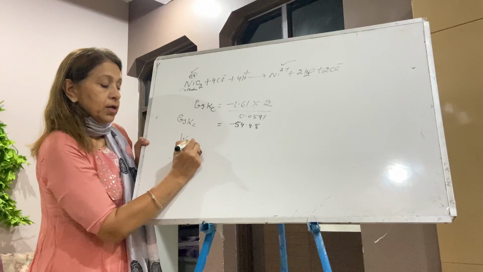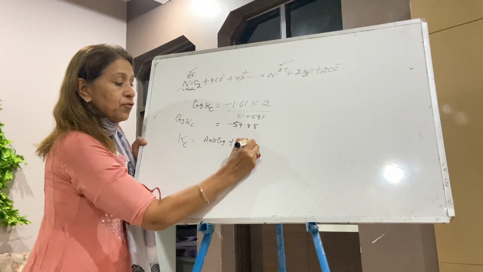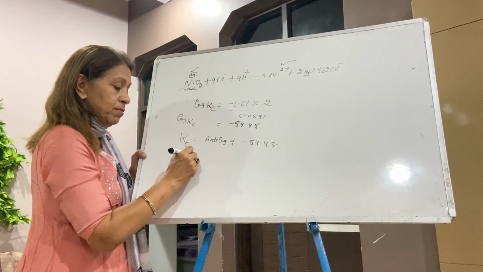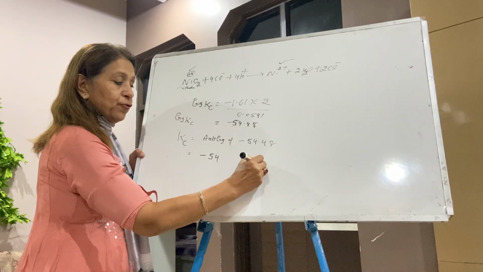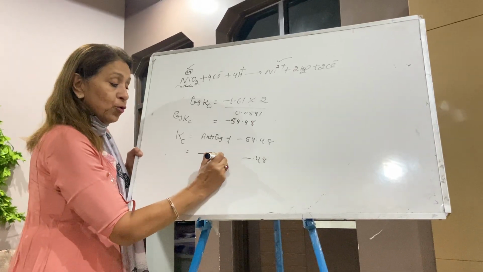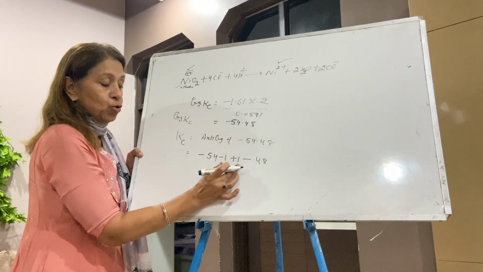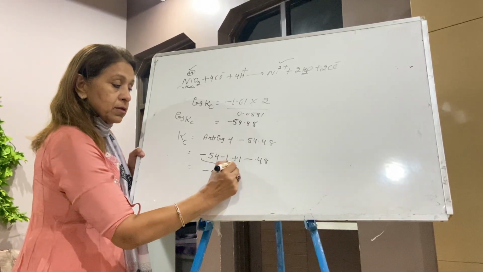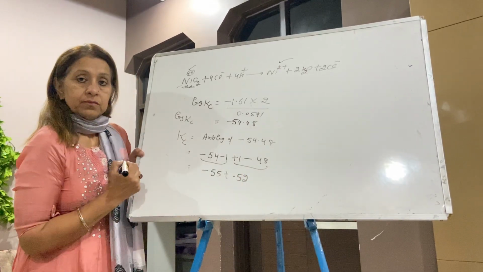Kc is equal to anti-log of minus 54.48. It's a minus, so make it a plus term. Minus 54 minus 0.48, little segregated. Minus 54 minus 0.48, in between you can do minus 1 and plus 1. If the minus term is here, you have to do this. This becomes minus 55, and this comes 0.52. Right, next step.